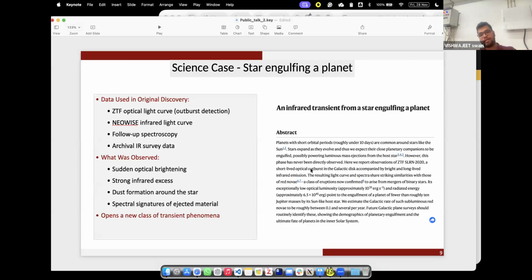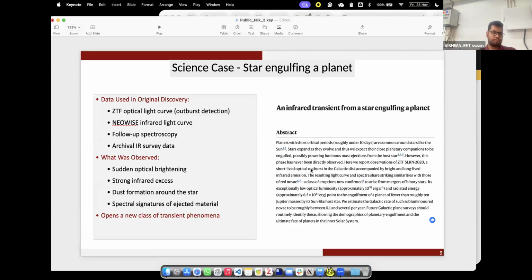First they discovered that object using the ZTF optical data, but then they checked the archival data in the IR because this object is a low energy event. Then they found that there is a very sharp and significant rise in their light curve. From that they confirmed that this is a new class of object. This is not something which is already studied.